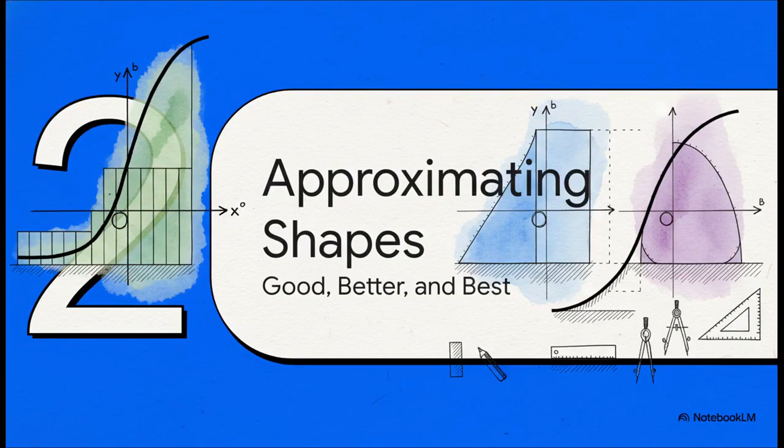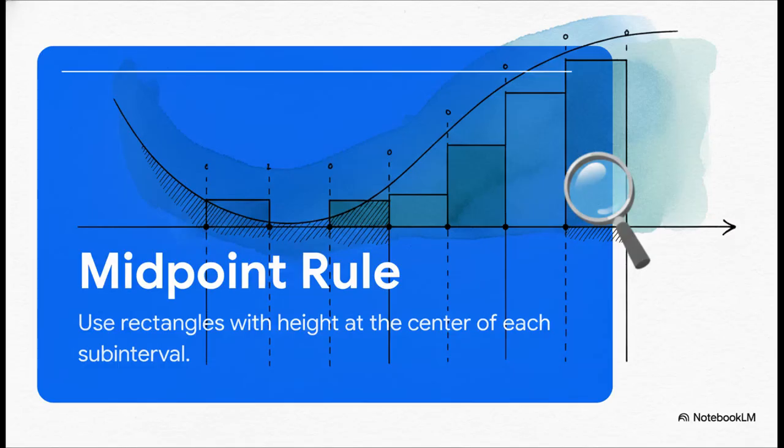Okay, section 2, approximating with shapes. Think of this as your calculus toolkit. We're going to look at a few different methods, and you can really think of them as good, better, and best when it comes to accuracy. So the first tool in our kit is the midpoint rule. It's pretty straightforward. We're using rectangles to estimate the area. But here's the trick. Instead of taking the height from the left or right side, we measure the height right from the center of each little interval. And what's cool about this is that it's often way more accurate than you think, because the little bit you overestimate on one side tends to cancel out the bit you underestimate on the other. It's a clever little balancing act.